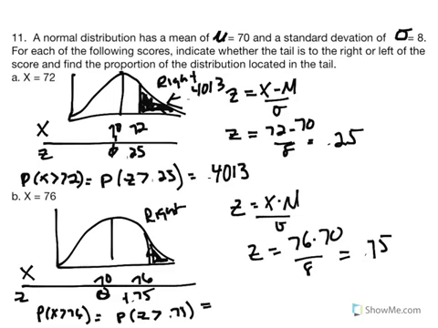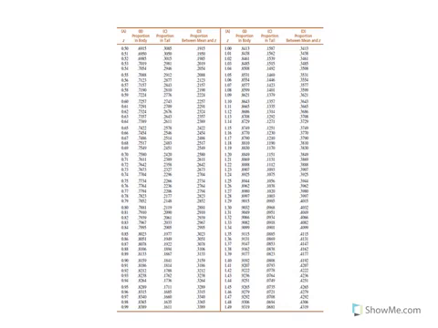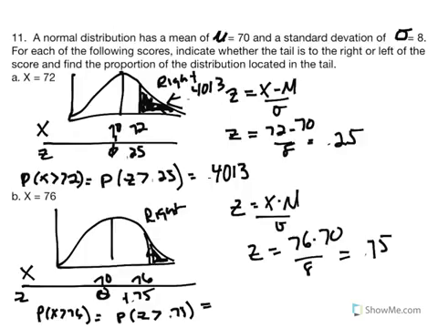Okay, so we're going to use our unit normal table to find that out. Again, we're going to enter the unit normal table using our z-column. We're looking for a z-score equal to 0.75. And if we move our way down, we find it here. And the proportion in the tail is 0.2266.